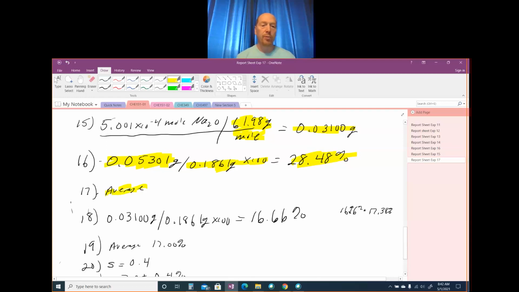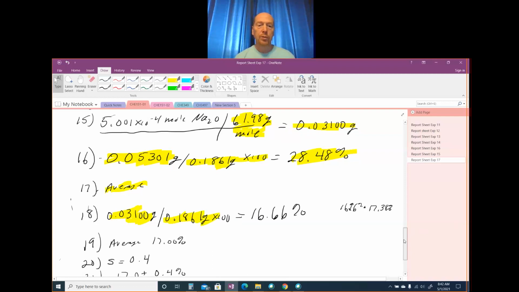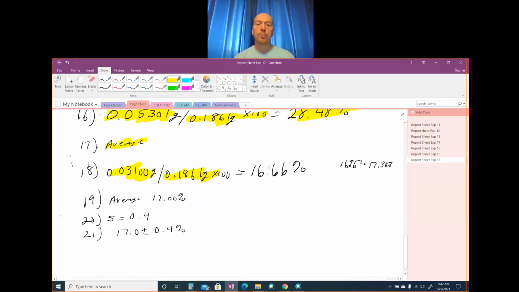Average, you simply add them up, divide by 3. Percent of your Na2O, the 0.03100 divided by the total mass of unknown of 0.1861 times 100 is 16.66.